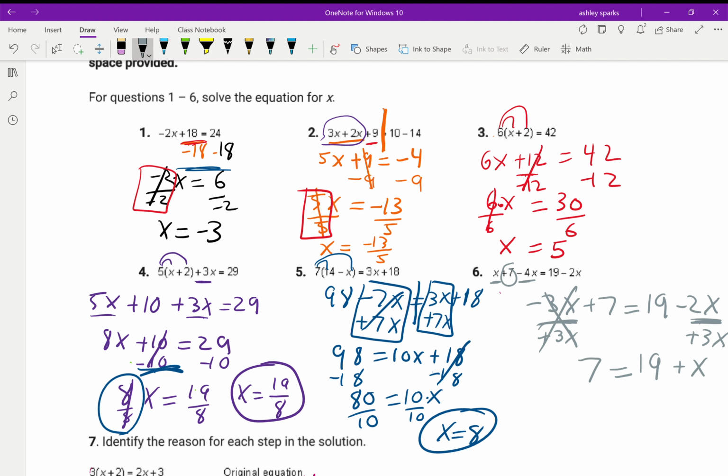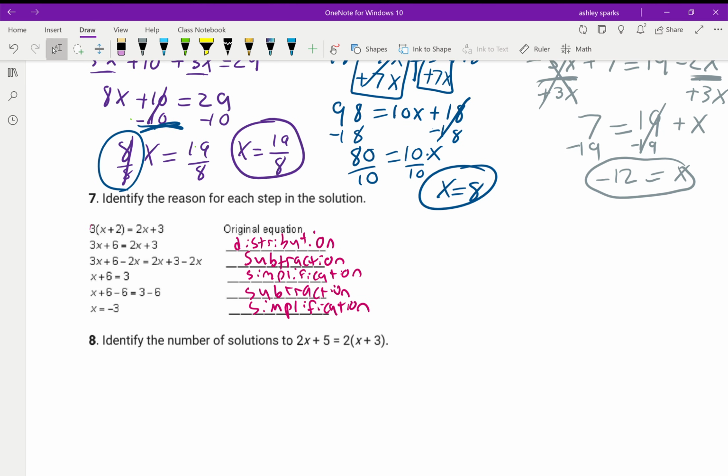And I'm almost done with this problem. When I have a positive 19, to get it to the other side, I subtract it. So that is x equal to -12. And in this situation, there's nothing attached to my x, so I'm just done here. So when solving an equation, what you really want to look for is do the opposite action to get to the other side, look for what you can combine, and do any distribution.